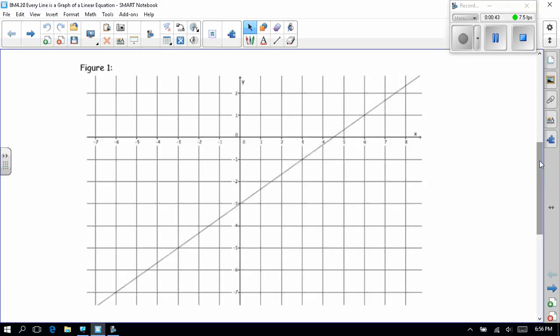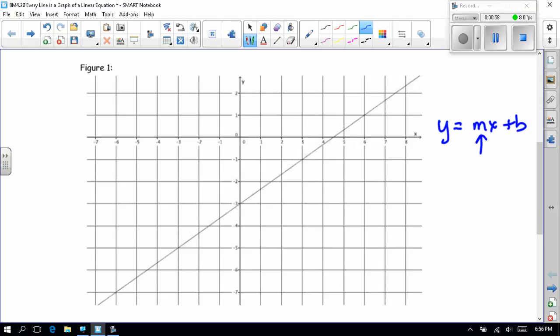Looking at figure 1, we need some critical information. Let's write slope-intercept form over here so that we remember: y equals mx plus b. We know the m is the slope, and we know the b is the y-intercept. The y-intercept is where the line crosses the y-axis. Here's your y, here's your x. Here is where it's crossing the y-axis, at -1, -2, -3. So our b is -3.